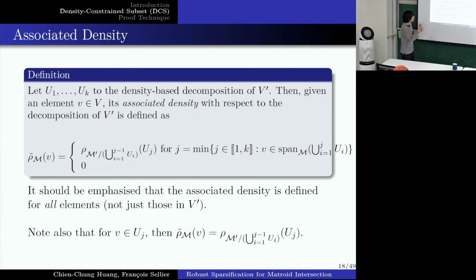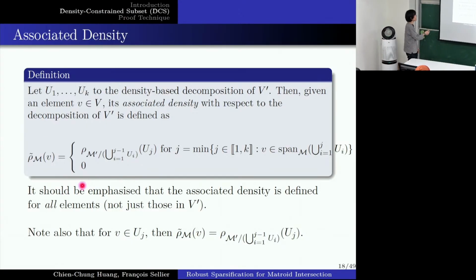I look at any element V. I choose the first UI such that the union from U1 to UI together span this element. Then the density is going to be the density of UI. J is the smallest index so that V is spanned by the union from U1 to Uj.